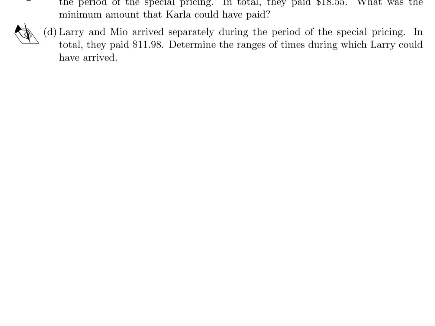Larry and Mio arrived separately during the period of special pricing. In total, they paid $11.98. Determine the ranges of times during which Larry could have arrived.